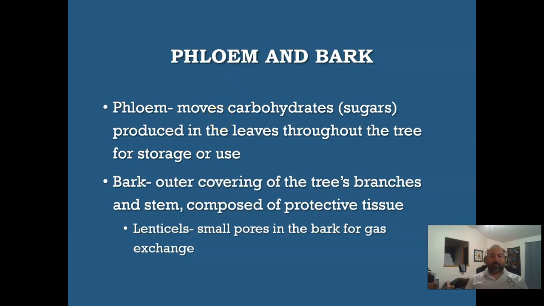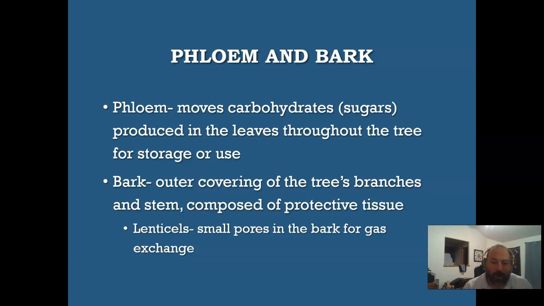So phloem. So we said xylem and then phloem. In terms of phloem, phloem's main job is to move carbohydrates or sugars produced in the leaves throughout the tree for storage and use. So what you have with the xylem is pulling water up through the tree, and you got the phloem moving the sugars from the leaves into the tree. So you got one that's pulling it up from the roots and from the soil, and the other one that's taking it from the leaves and moving it into the tree.